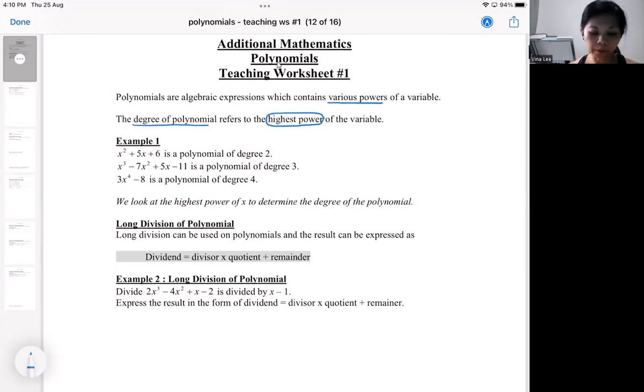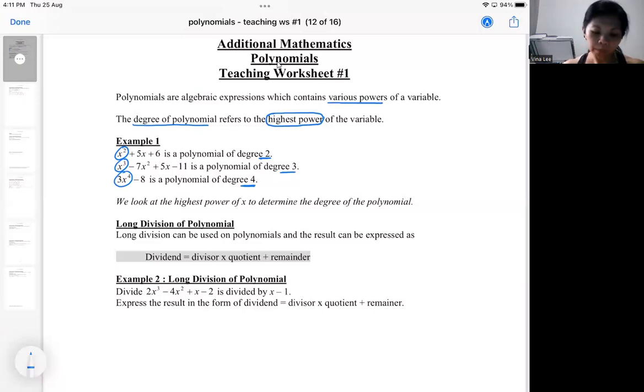For example, if you look at example 1, the highest is x squared, so it is a degree 2 polynomial. And if you look at this one, the highest is x cubed, so it's a polynomial with degree 3. In the last expression, there's only an x to the 4, but you don't see any x cubed, x squared, or x. Whatever it is, you look for the highest power, so that's a degree 4. A linear function will be a degree 1.